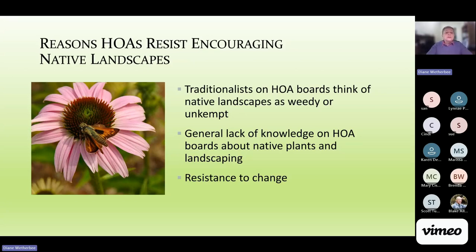Also, there's just a general resistance to change. We like it the way it is. We like these nice, neat little landscapes, and I don't want to see it change.